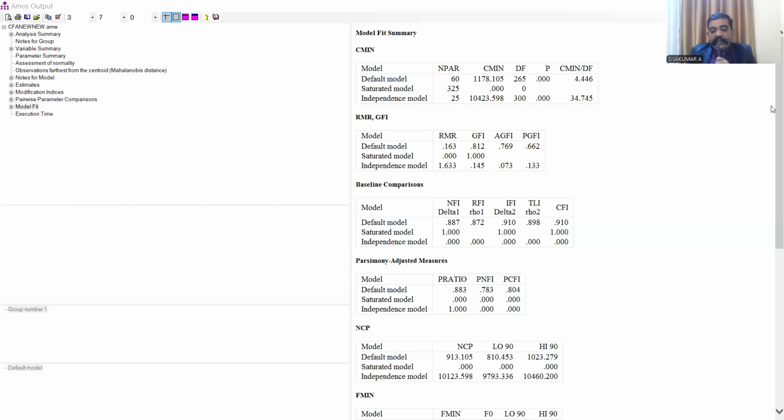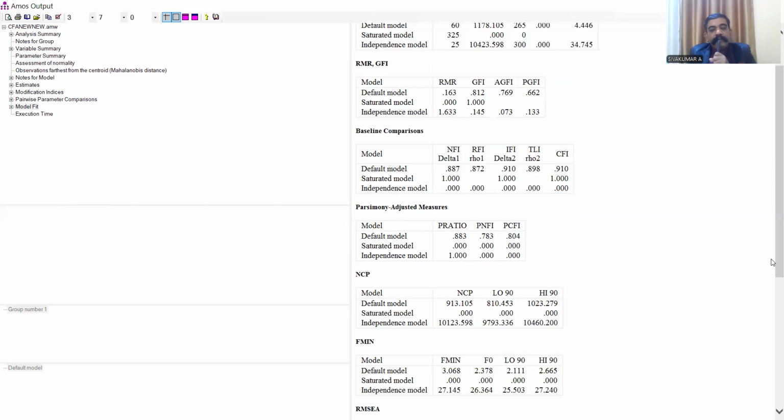Then incremental fit indices. Under incremental fit indices, the first one is CFI. You can see the CFI value here. CFI is known as the comparative fit index. Here the standard norm is, if it is equal to or greater than 0.9, it is acceptable. Yes, we have got a value of 0.910. It is an acceptable value. Then our CFI value is valid. No problem with the CFI value.